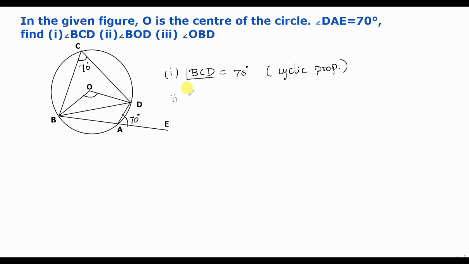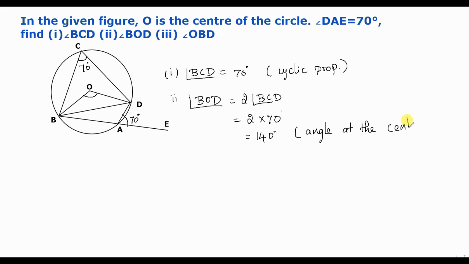So angle BOD will be equal to 2 into angle BCD, that is 2 into 70 degrees, which is 140, and you have to write the reason: the angle at the center will be twice the angle at the circumference. Now moving to the third one.